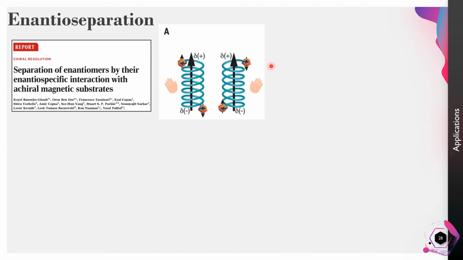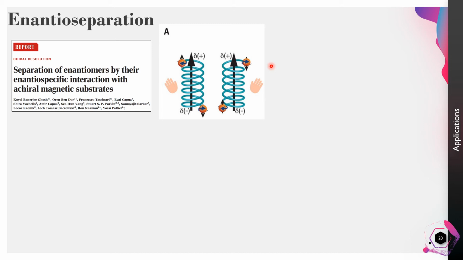And another really interesting application is enantioseparation. As I discussed earlier on in the presentation, it's important for us to be able to separate chiral molecules, thinking back to the thalidomide molecule. A means of separating chiral molecules that is generic and widely applicable would be highly valuable to the pharmaceutical industries. And there's been a 2018 report here in Science where they show that they can use the CISS effect to actually separate chiral molecules.